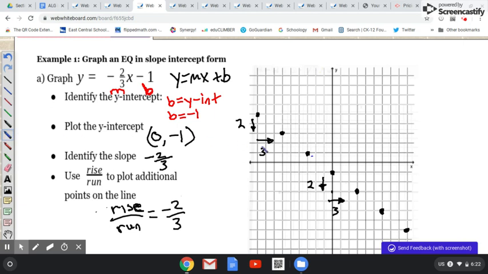Last step, all we have to do is connect them in a straight line. And at the end, we do want to put arrowheads on the end of our line because that indicates that it continues forever. So these little arrowheads on the end are kind of important. They tell us the line goes forever. And yeah, we graphed a straight line in slope-intercept form. Let's look at part B.